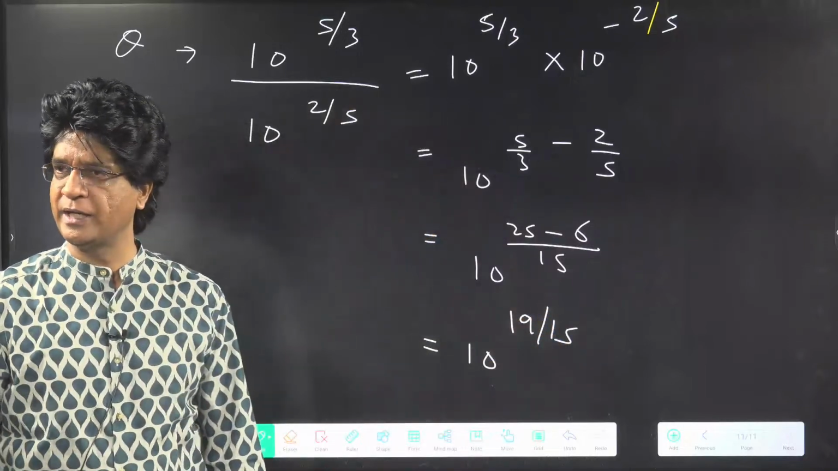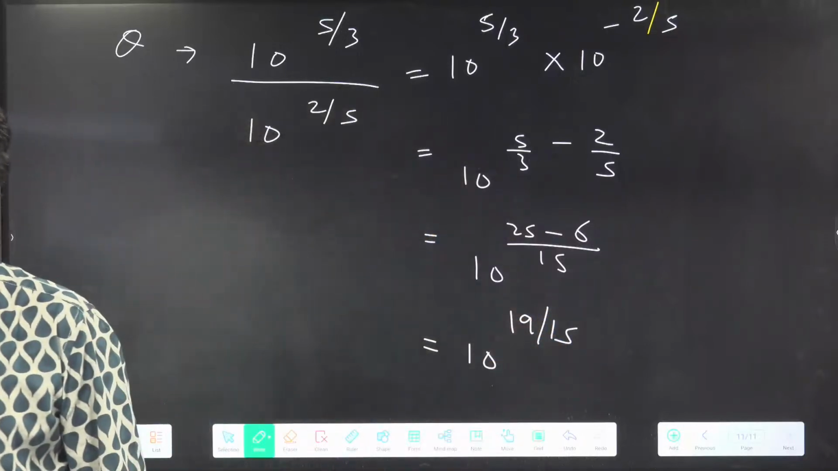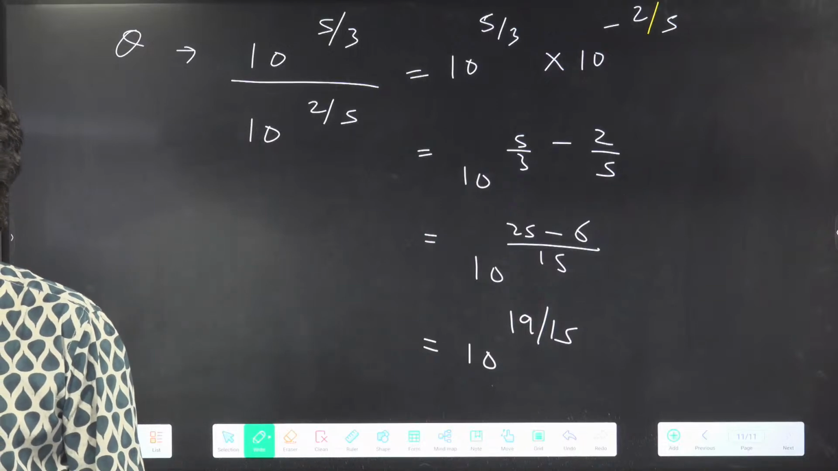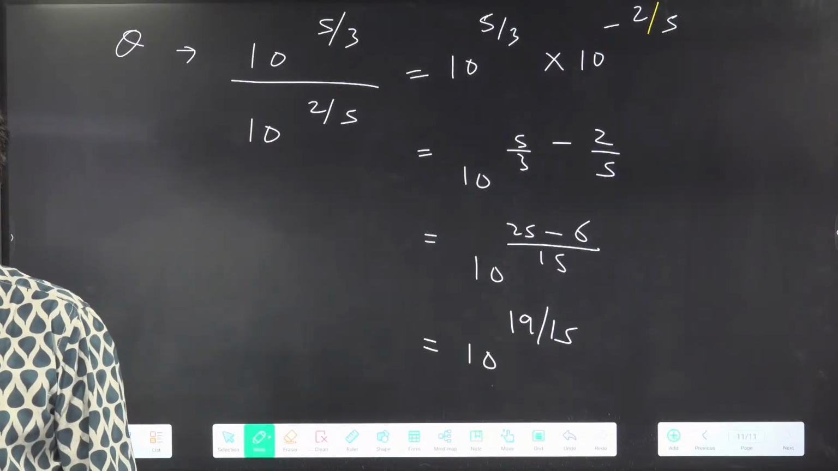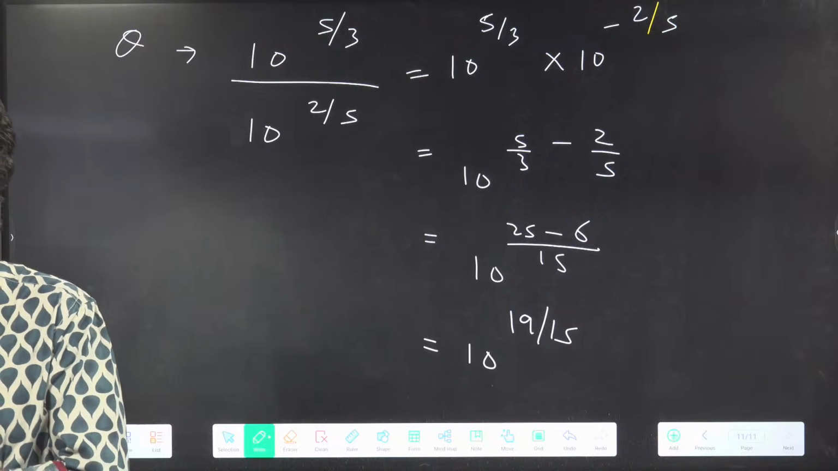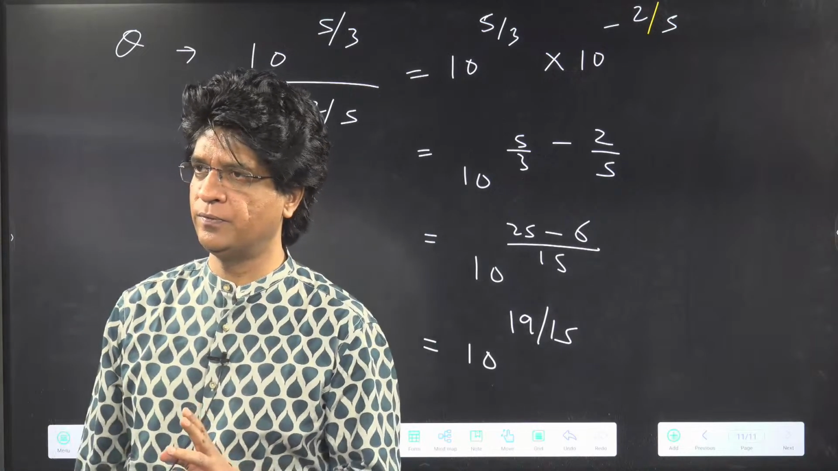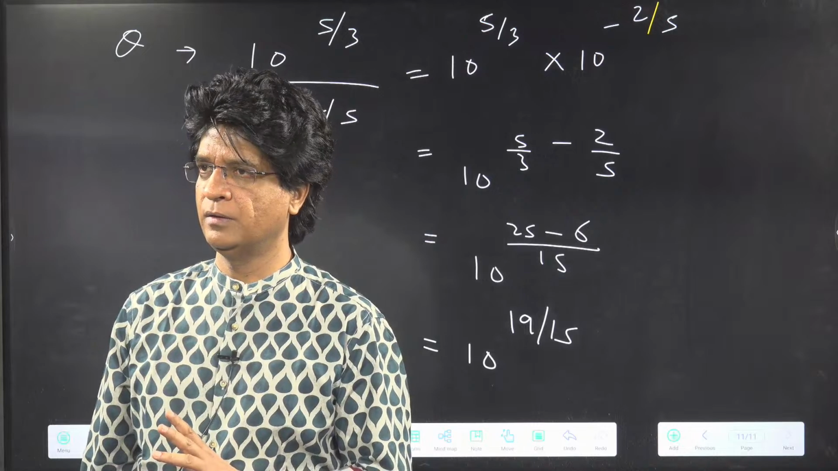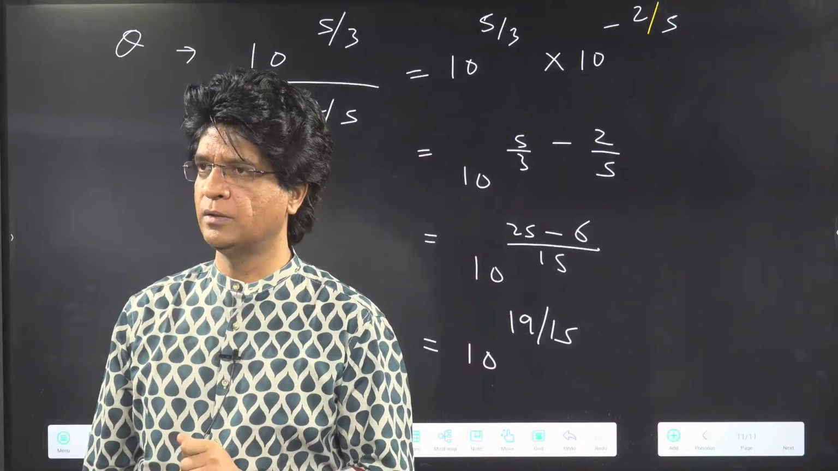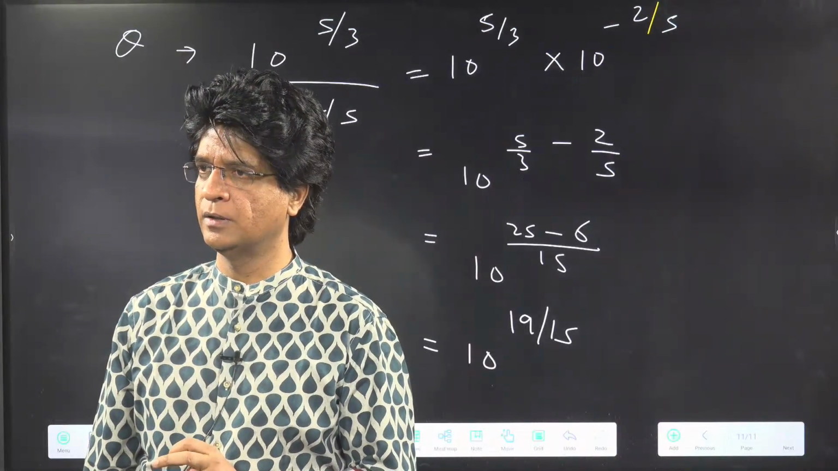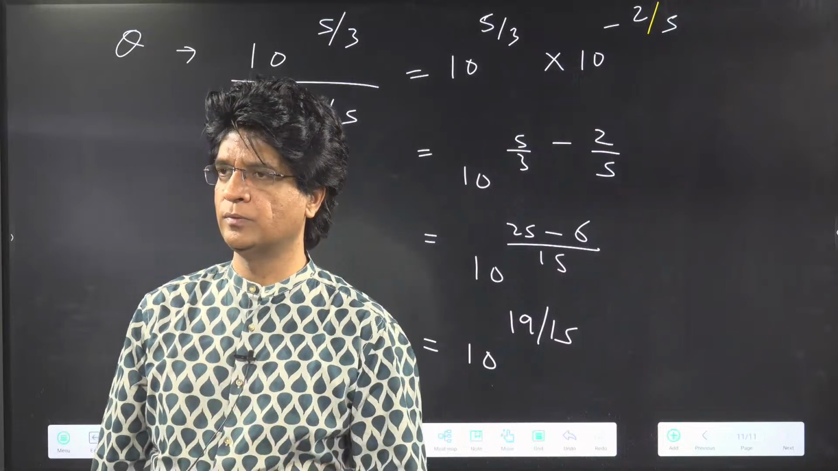So how many have got the correct answer? 19 by 15. Sujata is getting that answer. Harshvardhan is getting that answer. Sriram, this is not 10 to the power minus 19, this is 10 to the power of 19. YT, it's not that. Okay, okay, good. Very good.